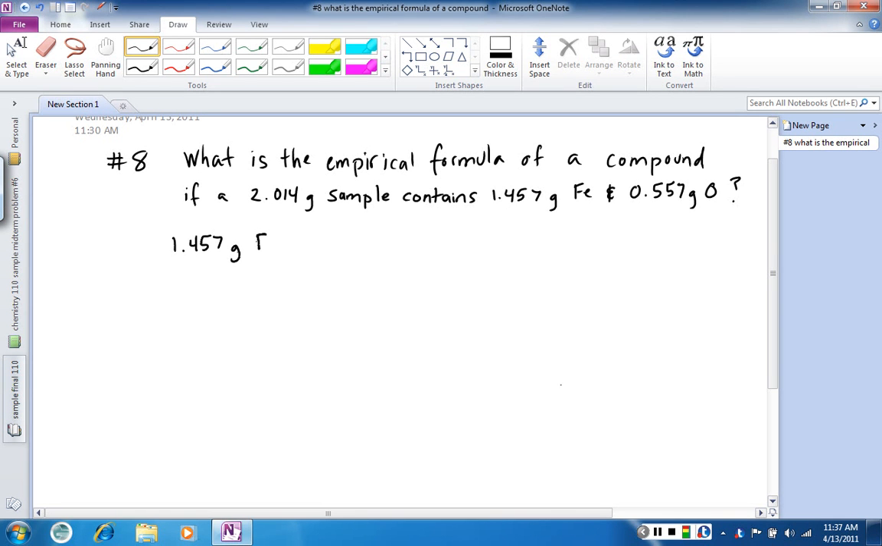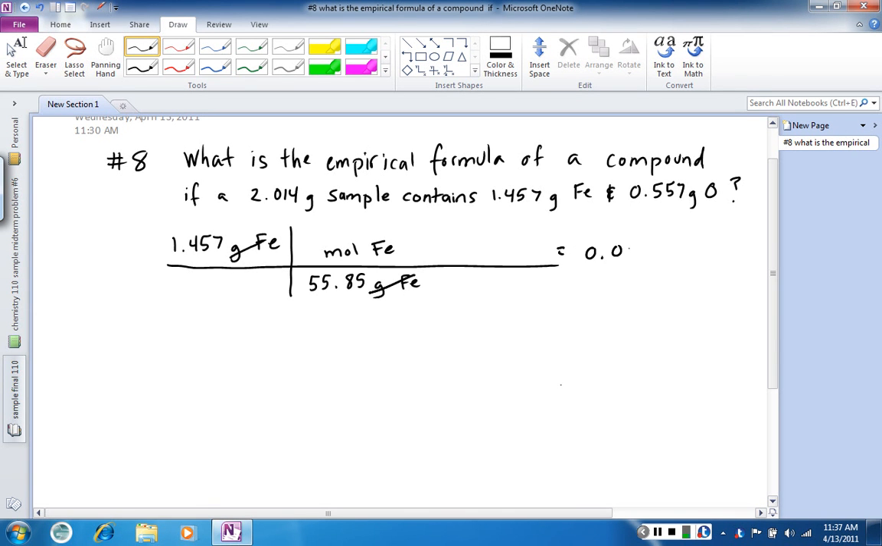1.457 grams of iron. The atomic weight of iron is 55.85 grams of iron per mole of iron. So we're canceling out the grams. Gives us 0.026 moles.